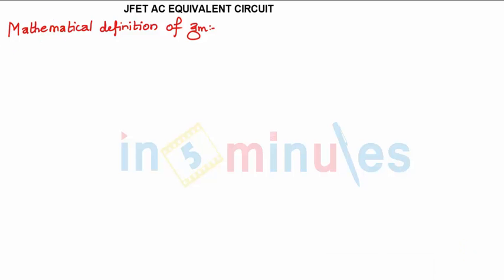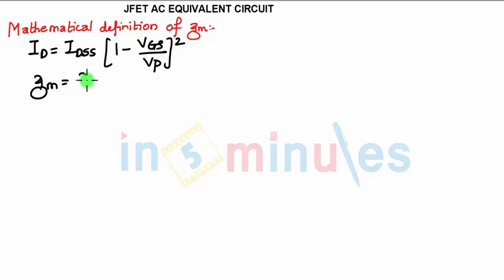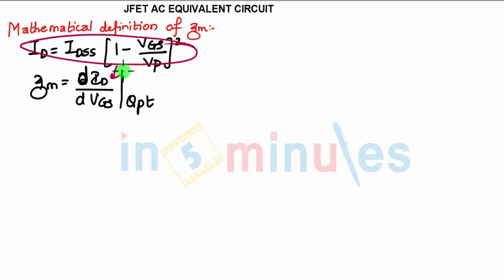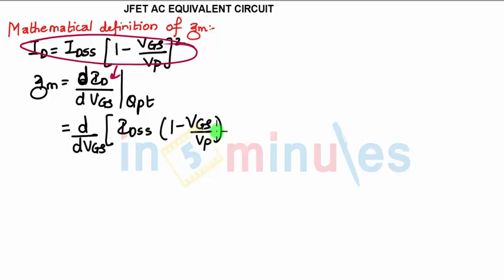You know Shockley's equation. It is ID equals IDSS times (1 minus VGS upon VP) the whole squared. Now what is your GM? GM is nothing but the change in ID for the change in VGS at the Q point. So we differentiate this equation, equation 1, with respect to VGS. Substituting the above equation, we get the change with respect to VGS of IDSS (1 minus VGS by VP) the whole squared.